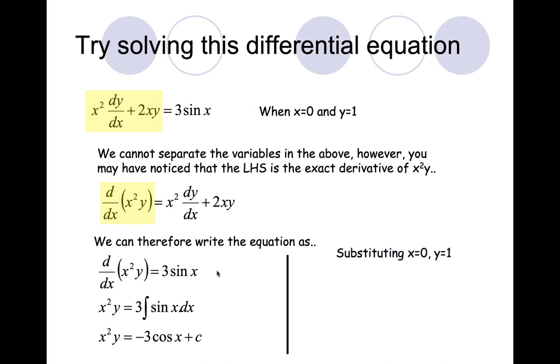And so we can substitute our initial condition, which is here, x is 0, y is 1, to get our value for c. And therefore, our final result is what you have there, x squared y equals 3 minus 3 cos x. You can simplify in any other way you want.